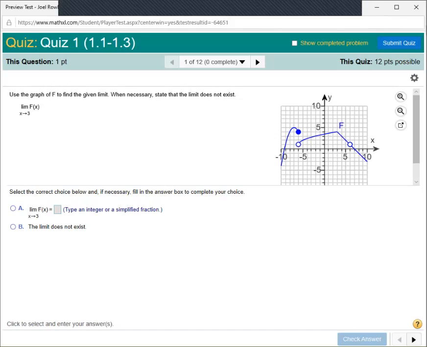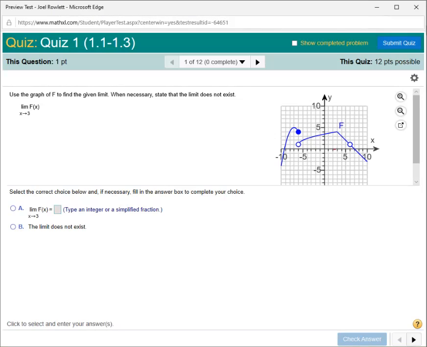if you're coming in toward 3 from the left, notice that we passed 2 and we're getting closer to 3. What's happening to the graph? What y value does the graph appear to be approaching? Well, coming in from the left, it appears that the graph is climbing and it's approaching the value y equals 4. So the limit from the left of 3 is 4.